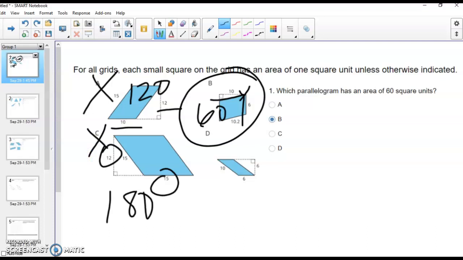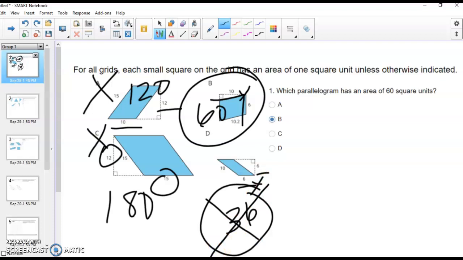And then here we have a base of 6 and a height of 6. 6 times 6 is 36. Therefore, that does not work, and our only option is parallelogram B, 10 times 6, which is 60.